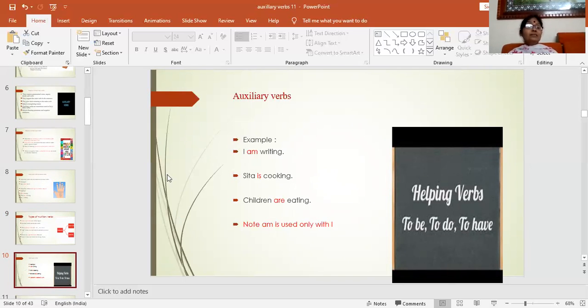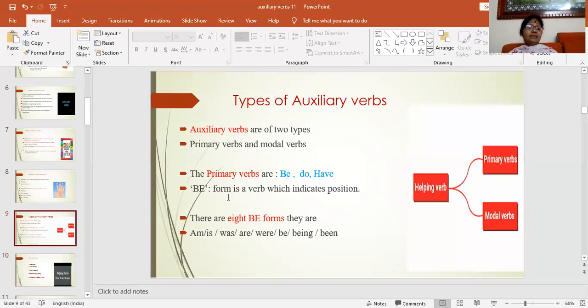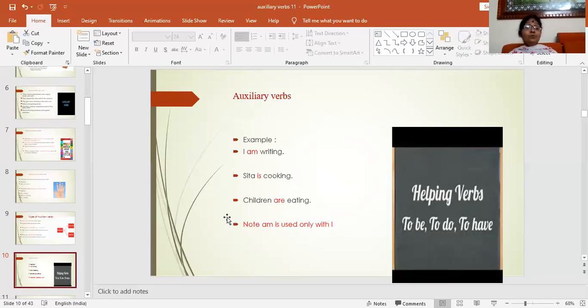So what do we understand with this? That we have 8 be forms, that is am, is, was, are, were, be, being, been, right? And how do we use them? We use them in sentences like: I am writing, Sita is cooking, children are eating, he was sleeping, they were dancing, right? So in this way, we can use our be form verbs.